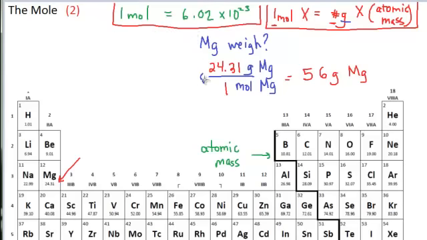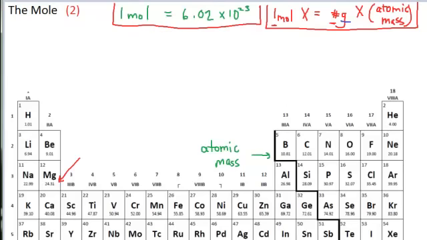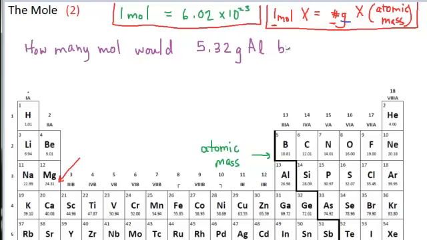We can go between grams and moles the other direction. Let's get a little space. For example, might ask the question, alright, how many moles would 5.32 grams of aluminum be? If I have 5.32 grams, how many moles is this? For aluminum, I come down here and find aluminum on the periodic table. Its atomic mass is 26.98, so there's my equivalence.